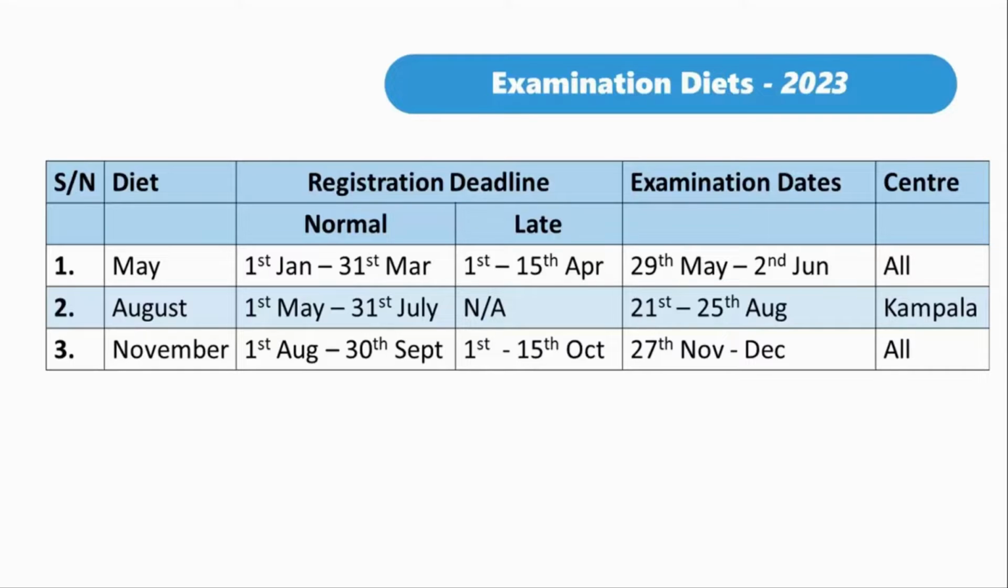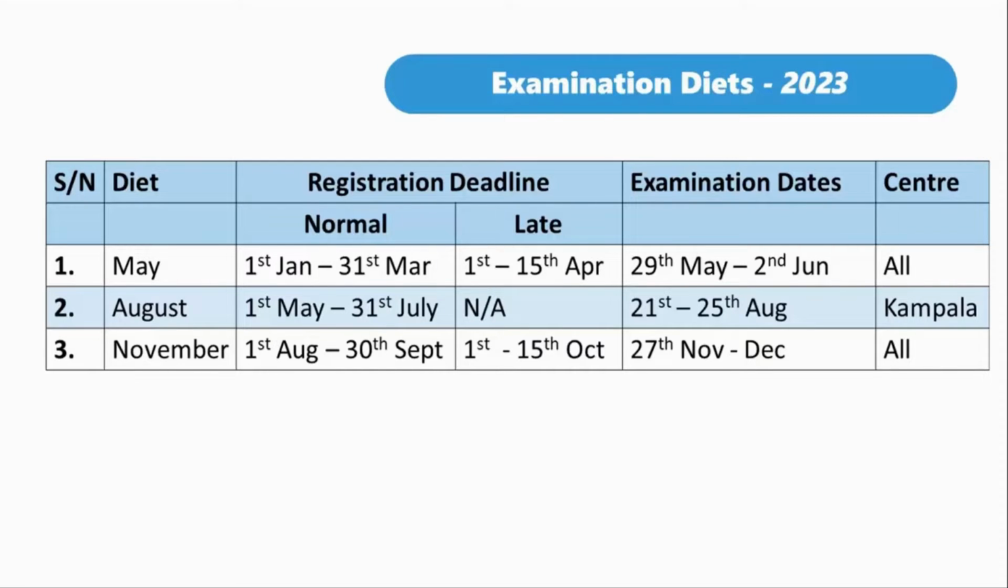Now, for the May examination diet, the normal registration will be running from 1st of January, ending 31st of March. If you don't make it through the normal registration, you can do the late registration, which will run from 1st of April up to 15th of April. Now, for the May examination diet, examinations are going to be done from the 29th of May to 2nd of June. And of course, we shall conduct this at all the centers.